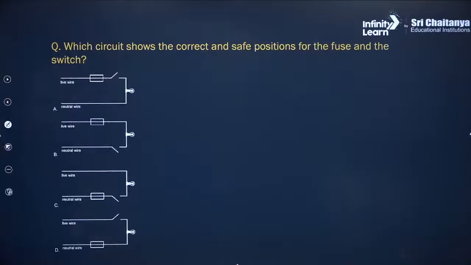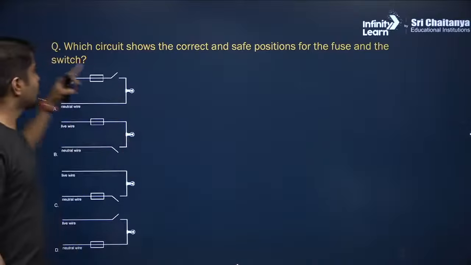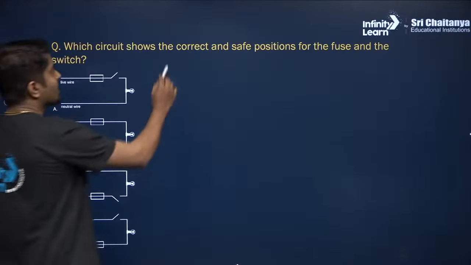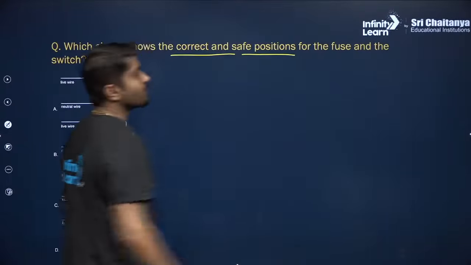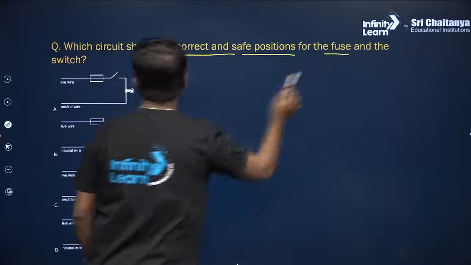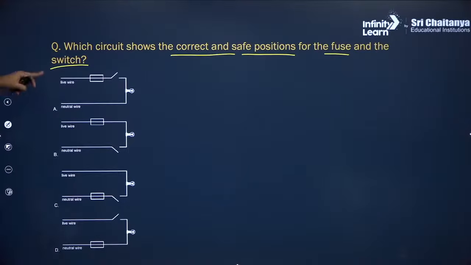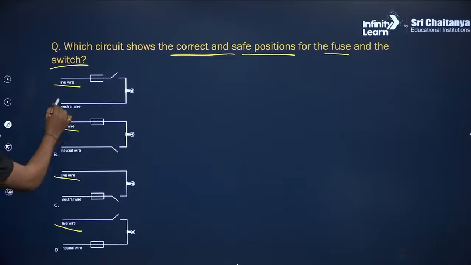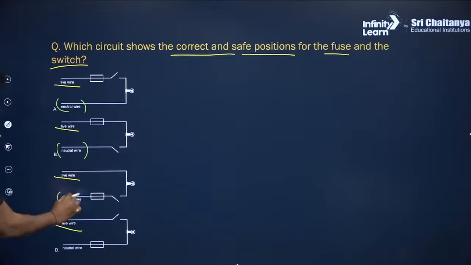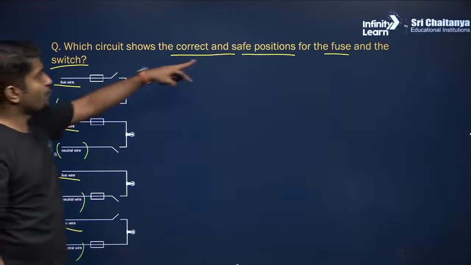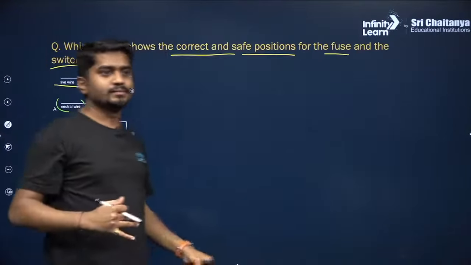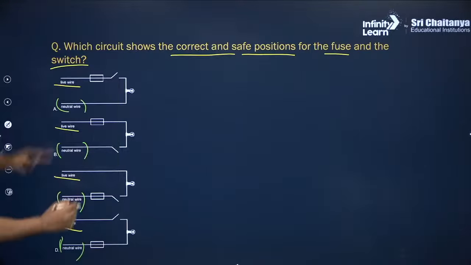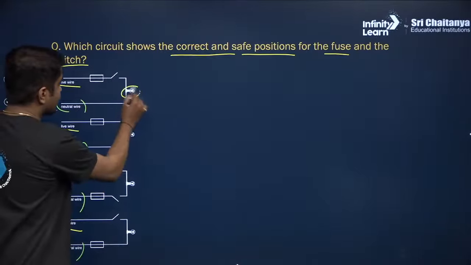ठीक है। Now the question is: which circuit shows correct and safe positions for the fuse and switch? तो यहां पे 2 वायर दिख रही है, live wire, सब जगह पे there is a live wire and there is another wire, there is a neutral wire. मैं ऐसे मार्क कर रहा हूं, neutral wire, है ना? तो अभी आप मुझे बताओ ये जो फ्यूज है, फ्यूज का पर्पस क्या होता है? What is the purpose of the fuse? To protect the device. There is our device here, correct?